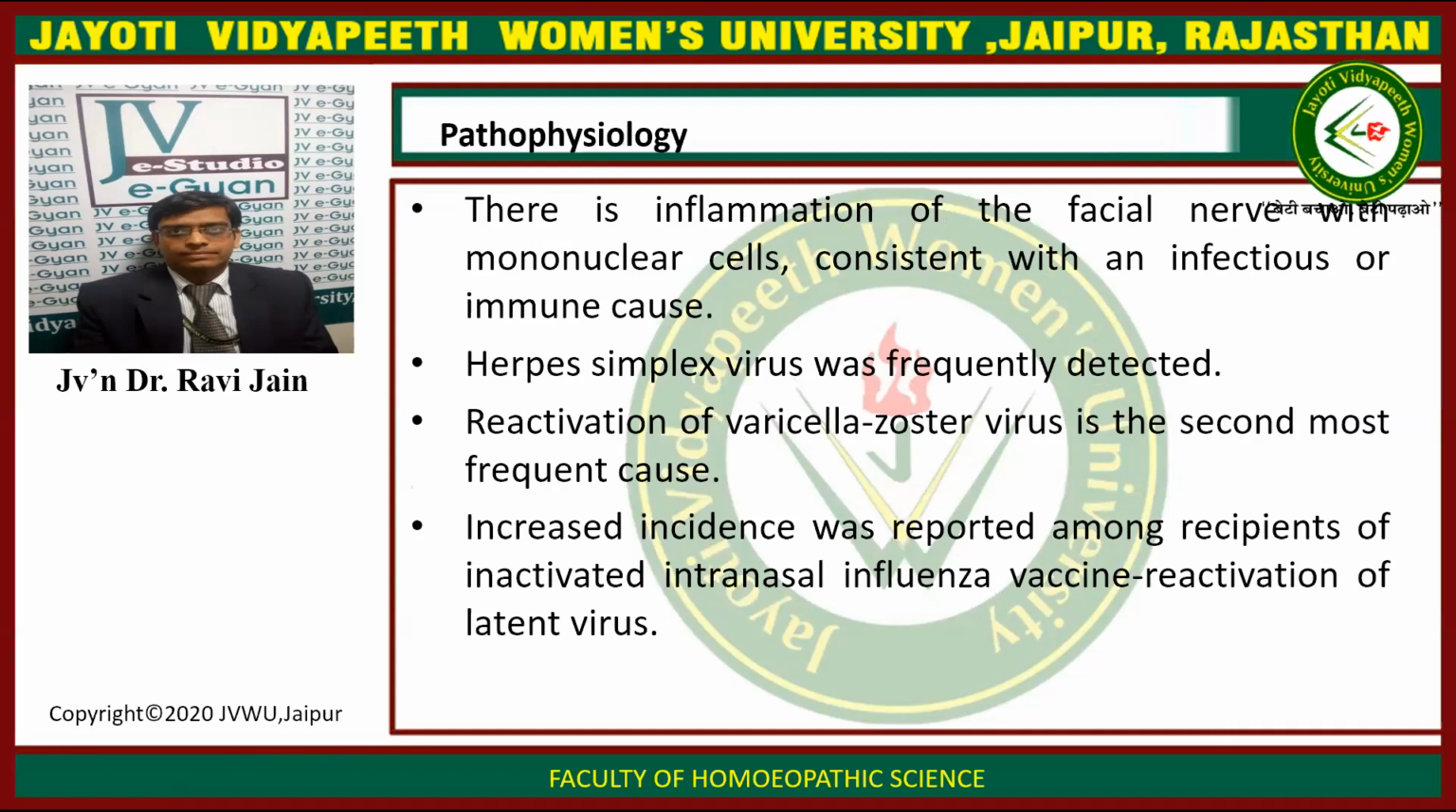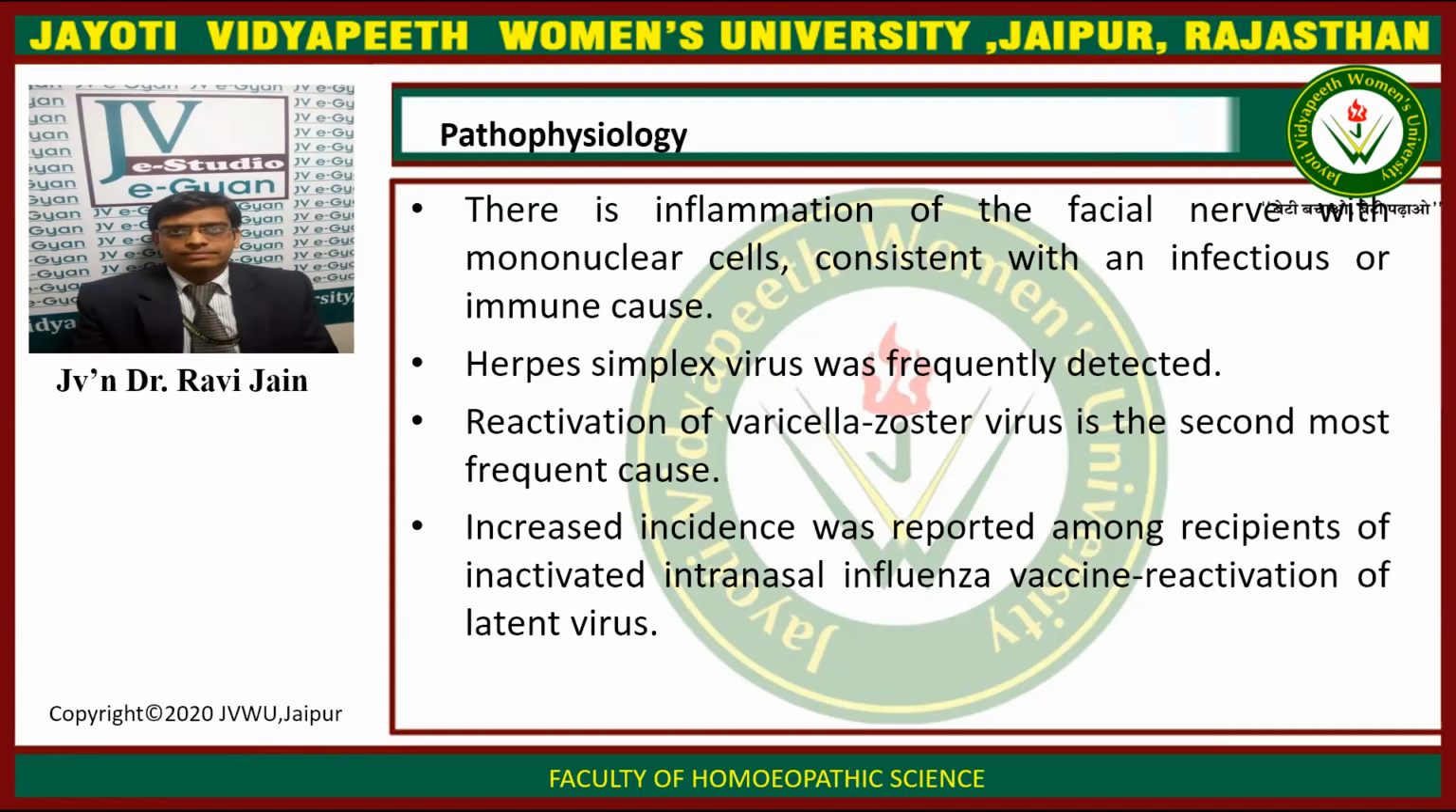What is the pathophysiology? There is inflammation of the facial nerve. The facial nerve gets inflamed with mononuclear cells, consistent with an infectious or immune cause. So any infection or immune cause can cause inflammation and infiltration of the facial nerve with mononuclear cells, responsible for the development of facial nerve palsy. The herpes simplex virus was frequently detected and is a major cause of Bell's palsy.